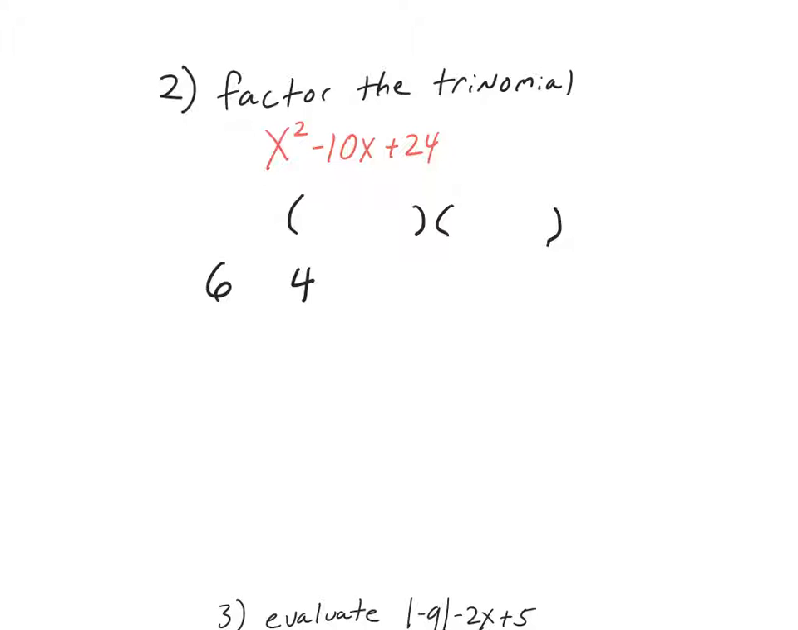6 times 4 is 24, and 6 plus 4 is 10, but we want it to be negative 10, so they're both going to have to be negative. Okay, so we end up with x minus 6 times x minus 4.